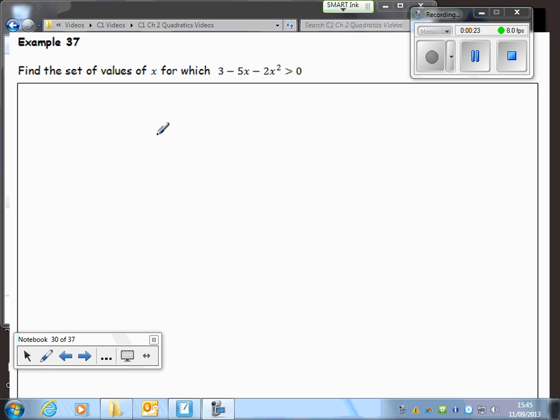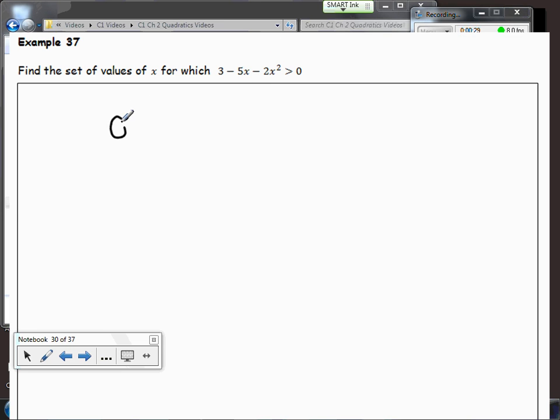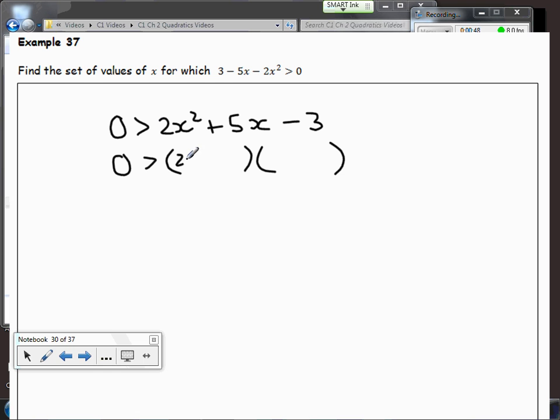So it might make it easier if we move all of this onto the right-hand side. So 0 is greater than 2x squared plus 5x minus 3. So that's one way of doing it. We can move everything over to the right. It just makes it easier because we've got a positive quadratic to factorise, which a lot of people find easier than trying to factorise the negative.